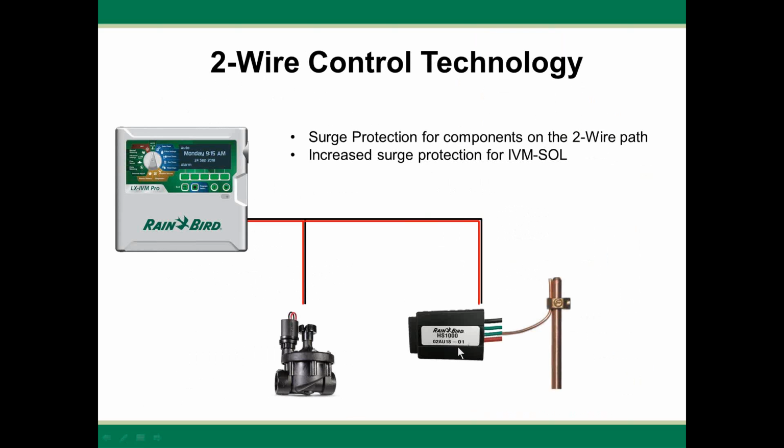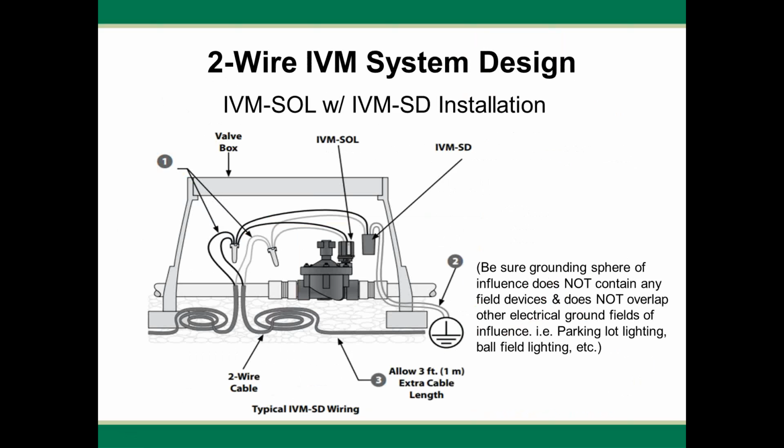In a typical installation again, we want to make sure that we install our surge devices at the end of our 2-wire path runs and connect those up to your grounding rod or grounding plate, however you want to get your grounding done. The typical installation shows how the IVM is installed with an IVM SOL and the surge device installed with that, and again, that is connected to the earth ground.